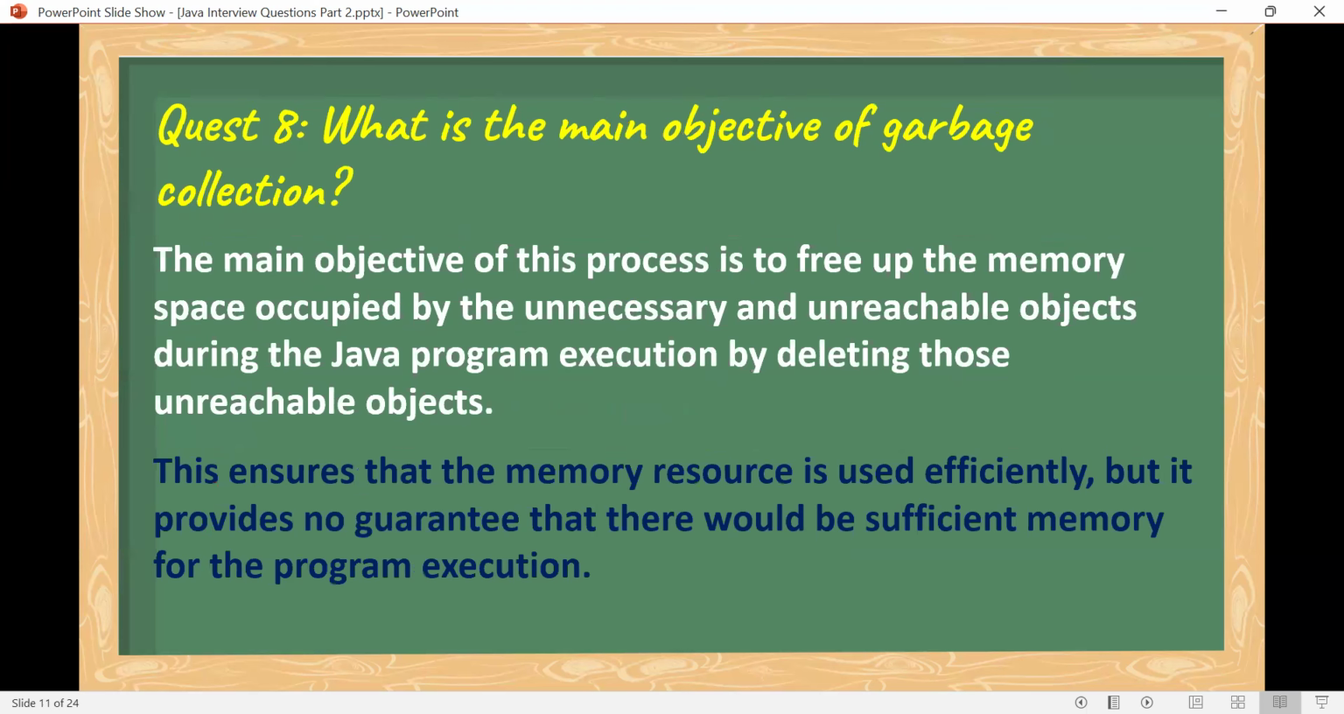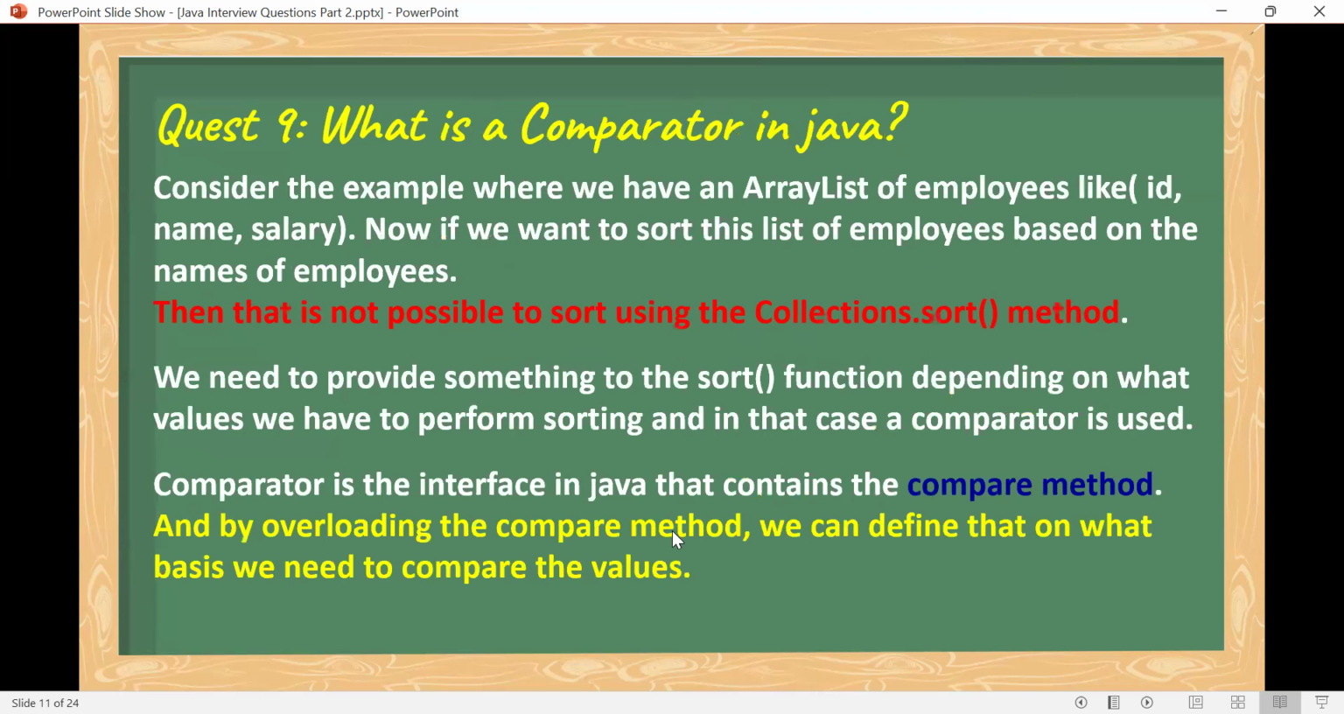Whenever you write a program, it creates objects in memory, and whenever the JVM feels that there are some unnecessary objects in the memory, it tries to delete those objects, and for that purpose garbage collection takes place. It ensures that the memory resource is used efficiently, but it provides no guarantee that there would be sufficient memory for the program execution.